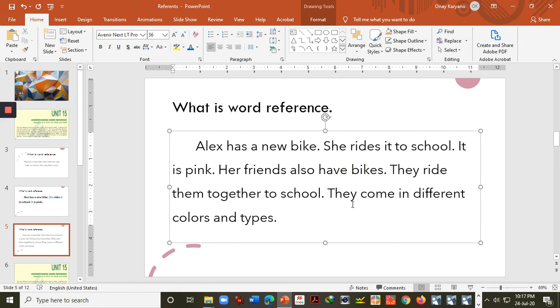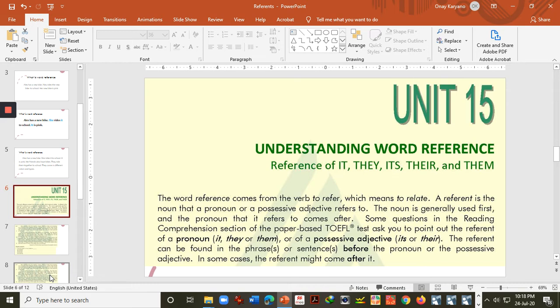And then they come in different colors and types. So the question is, what comes in different colors and types? Her friends or bikes? For this example, it's easy to answer that they here means the bikes, because we cannot imagine her friends coming in different colors and types. So based on this, we can apply this strategy when we face this kind of example in the TOEFL test.